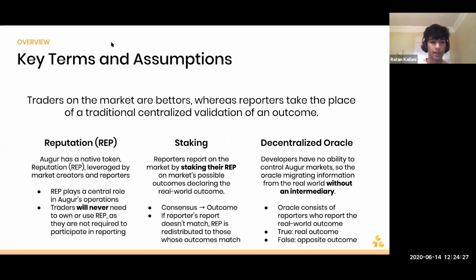So I'll touch a little bit later on how Augur secures against reporters being the same as bettors, but essentially, I'll go into a proof on how exactly that happens later on. So, yeah.